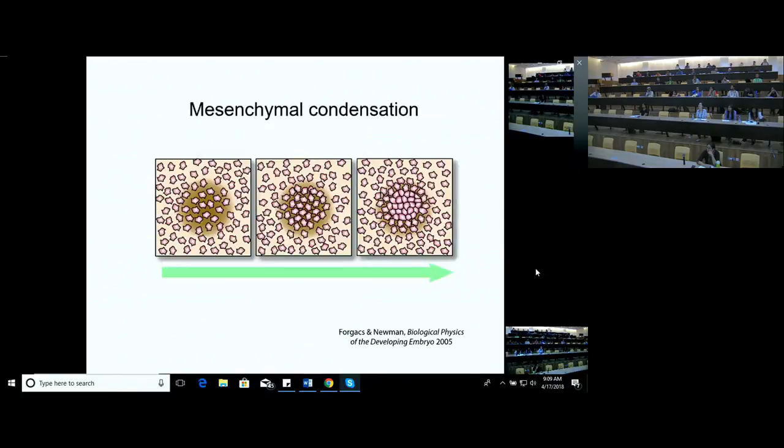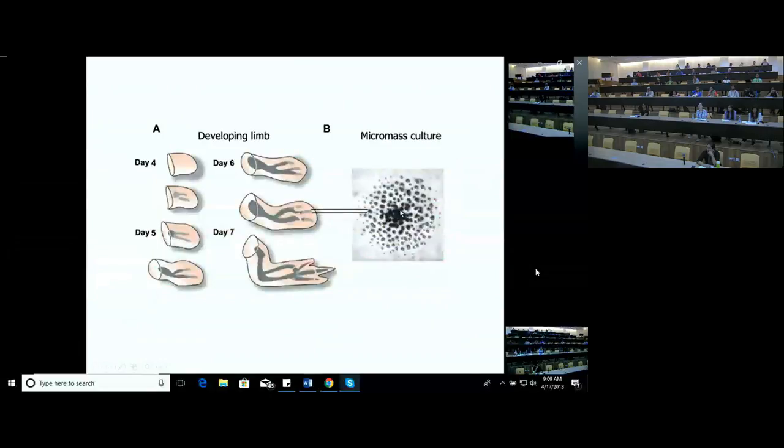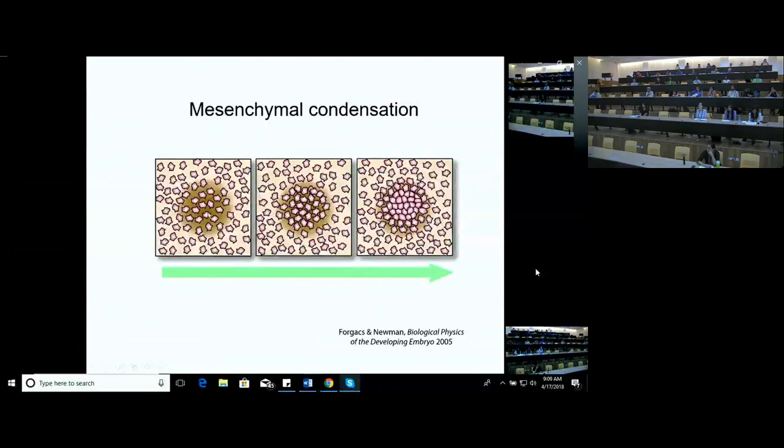And we can see that that happens progressively over time. And it happens because there is some additional material shown in this brown shading here that appears just in those sites where you're going to get condensations forming. When the condensations form, the cells signal to each other and they differentiate into cartilage. Later on, in most species, the cartilage gets replaced by bone. So the first patterning process is this condensation process.